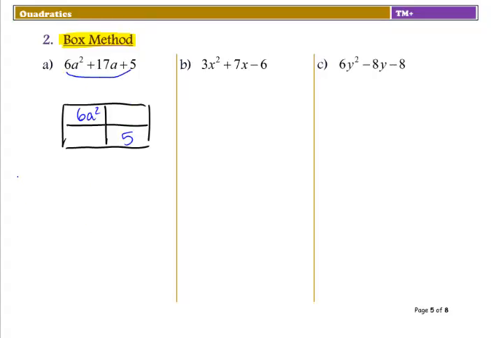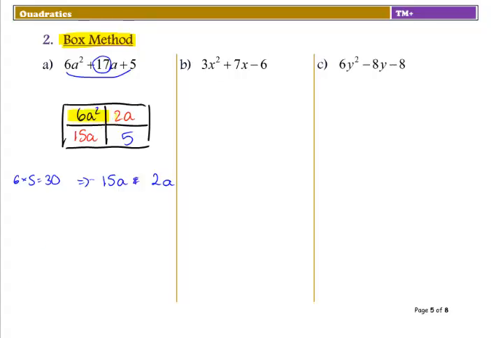Similar to the previous method, 6 times 5 equals 30. Two factors that multiply to 30 and add to 17 would be 15 and 2. So if we were to split that 17a term up, it would be 15a and 2a. Now we put those two into the other cells, and it doesn't matter which order. I could have put 2a here and 15a there.